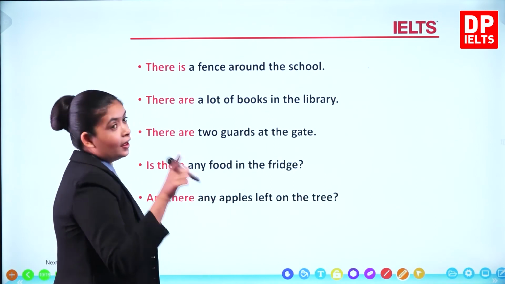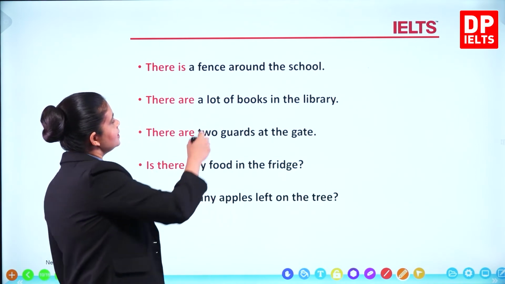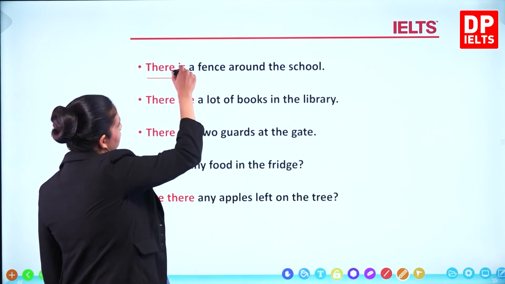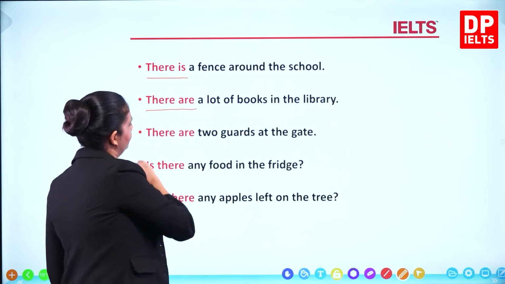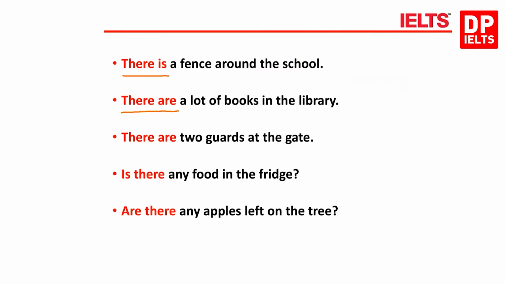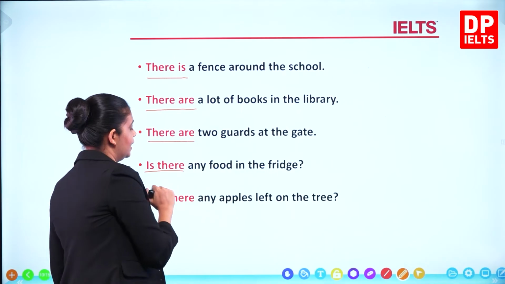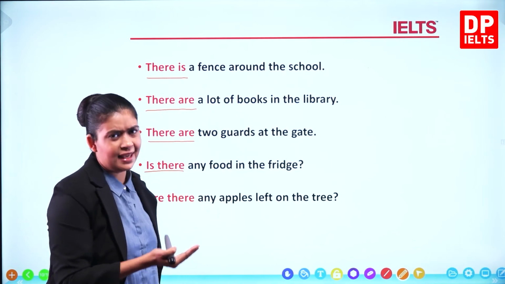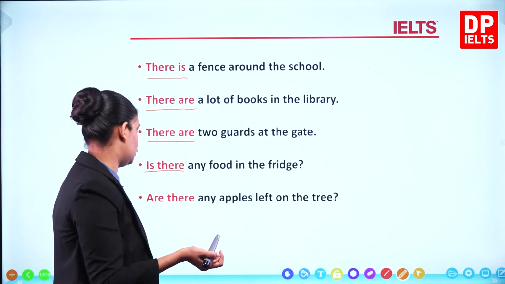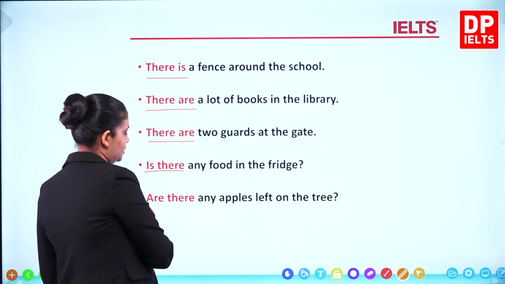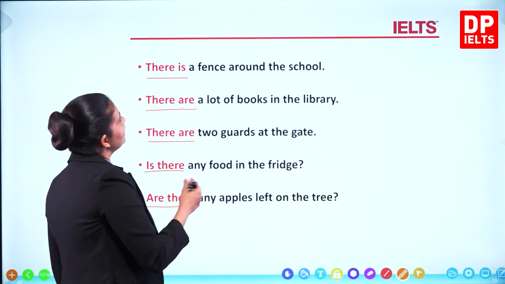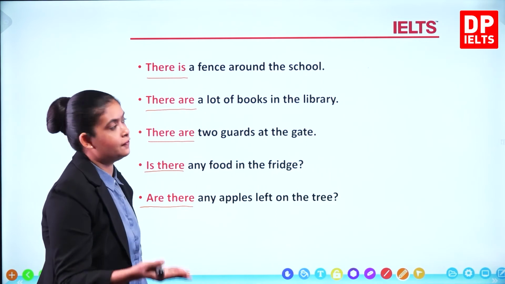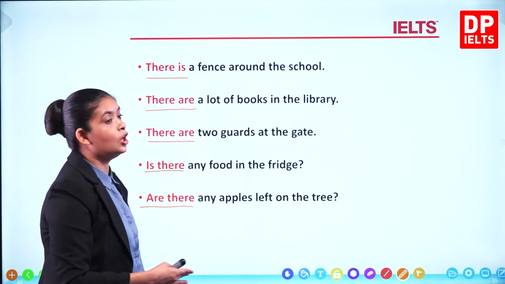So, there is a fence around the school. There are a lot of books in the library. There are 2 guards at the gate. Is there any food in the fridge? Right. Now this is a question tag. Is there any food in the fridge? Are there any apples left on the tree? Right. So there is one fence. So there is a fence. Right. There are a lot of books.